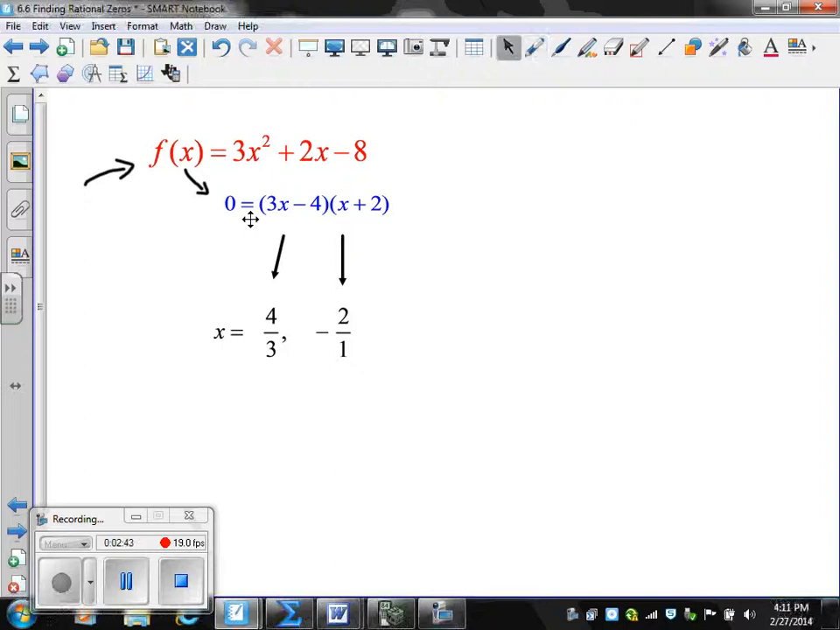And I wrote it like this as -2 over 1 for a very specific reason. We're going to look at exactly where all these pieces came from. And again, this is going to lead us to, or at least give us an understanding of, the rational zero theorem. So let's take a look at where this 4 came from.